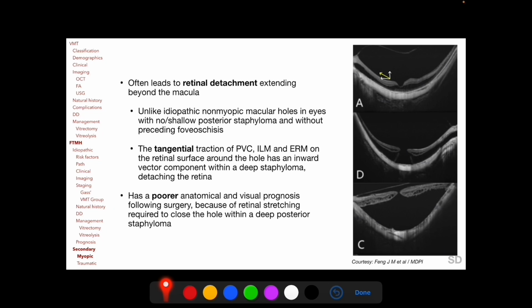Unlike in eyes with idiopathic macular holes, macular holes in eyes with high myopia often lead to retinal detachment extending beyond the macula, and this is very important to remember. Macular holes in highly myopic eyes have a poorer anatomical and visual prognosis following surgery because of the retinal stretching required to close the macular hole within a deep posterior staphyloma.